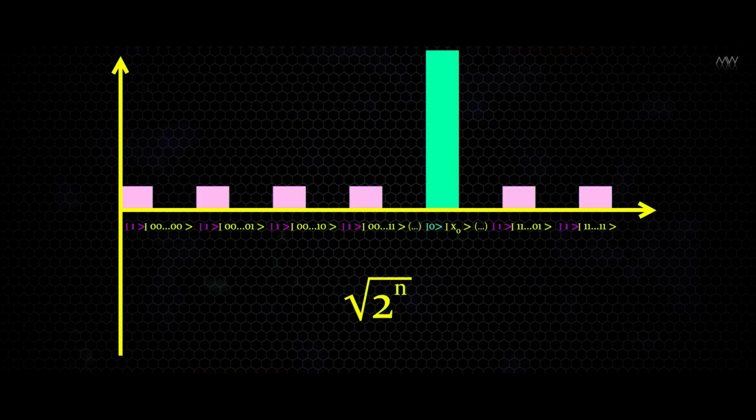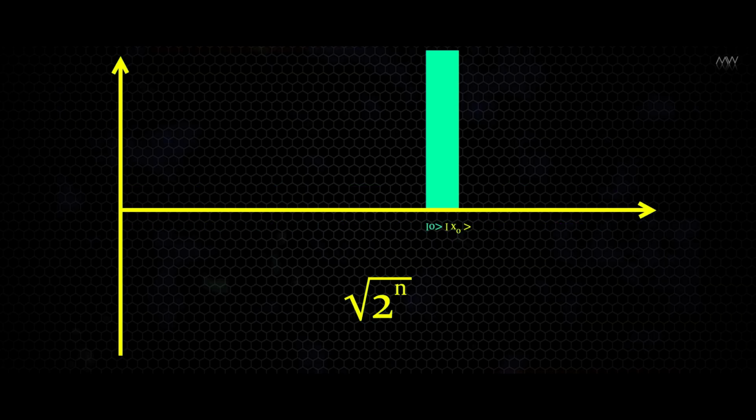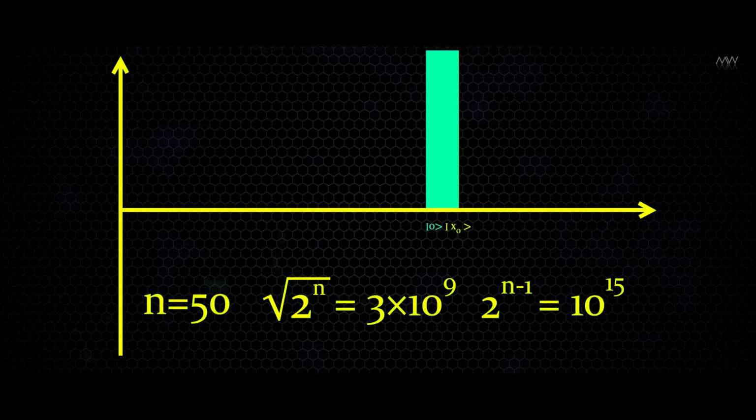We can even calculate that in order to bring our qubits to such a state, we will need something about the root of 2 to the power of n operations. After that, we measure our multi-qubit monstrosity and boom, there's our x0, practically guaranteed. In other words, Grover's algorithm will do for the root of 2 to the power of n operations what a classical computer would do for 2 to the power of n minus 1 operations.